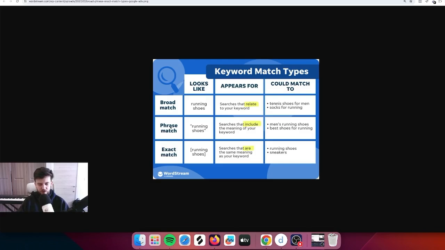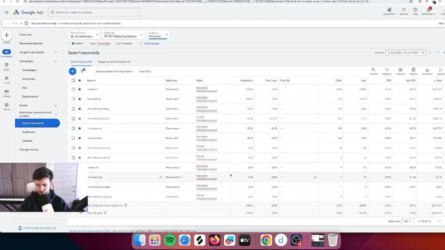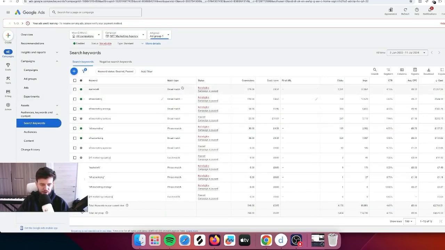So what I did was I started on phrase match. That allows me to be broad while still staying on topic with the keywords. And so as you can see here, some of these phrase match keywords did pretty well. And eventually we went over to broad match once we had our negative keywords set up.